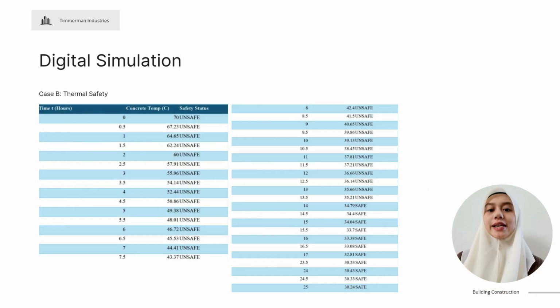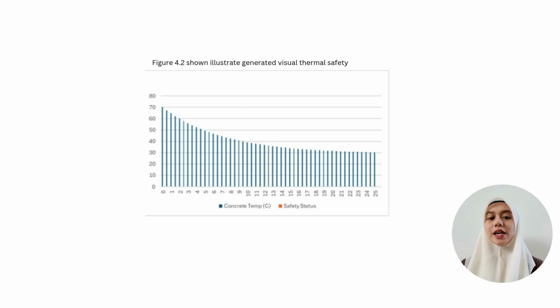Now, we move on to the next case, which is thermal safety. At the very beginning, the concrete is at maximum peak temperature, which is 180 Celsius, which is under unsafe status. If the concrete cools down too rapidly or unevenly, it will crack due to thermal shock. We can see the temperature drop sharply within the first 5 hours and gradually stabilize after 20 to 25 hours. This simulation analysis helps engineers to determine the exact safe time before removing the formwork.